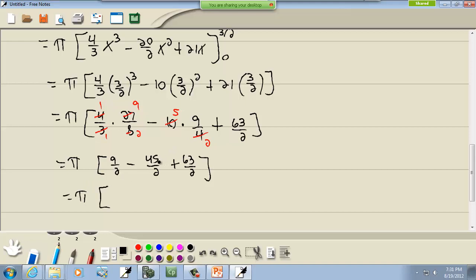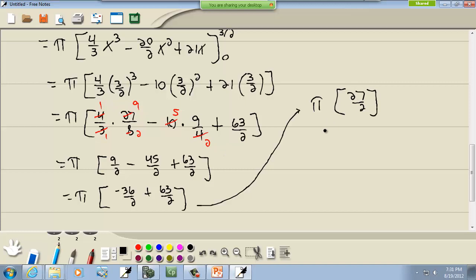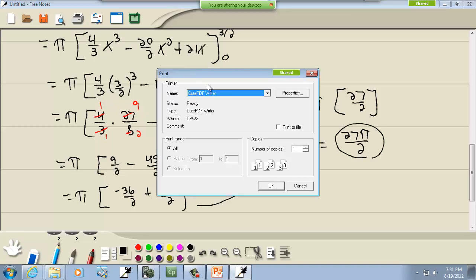9 minus 45 gives us negative 36 over 2, plus 63 over 2. 63 minus 36 gives us 27 over 2. So our answer is 27 pi over 2. Save that.